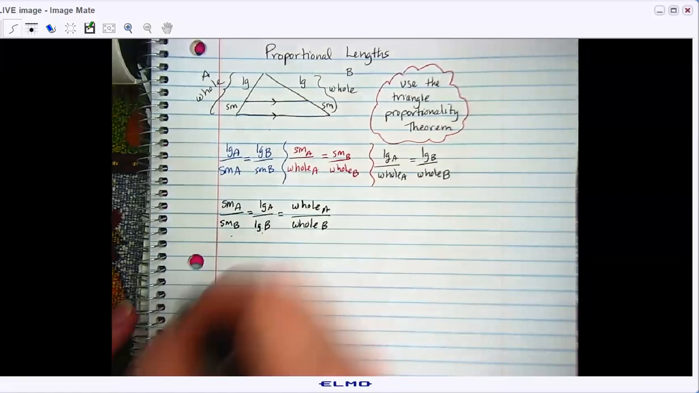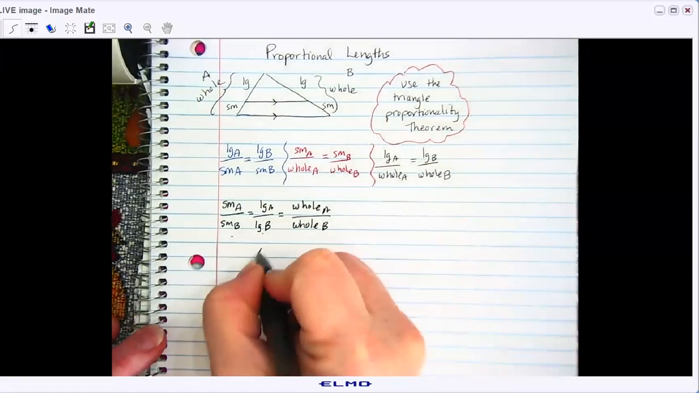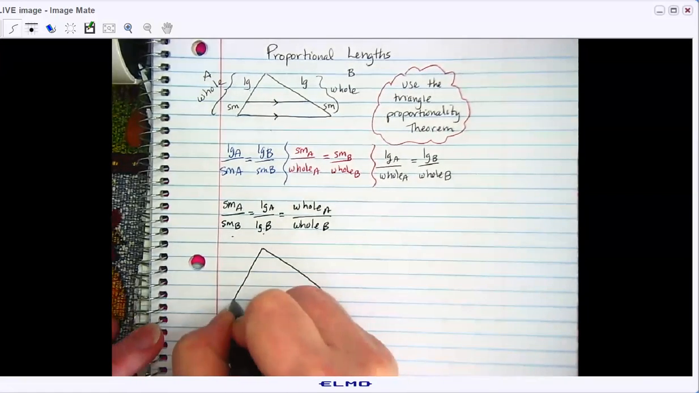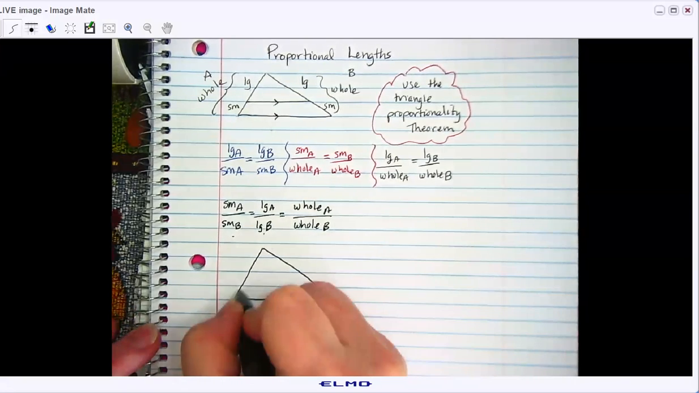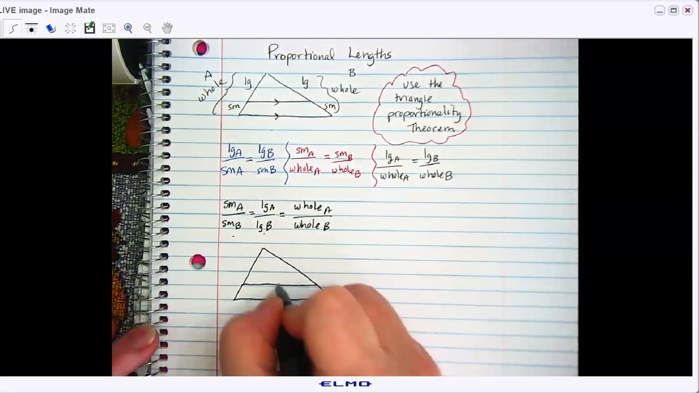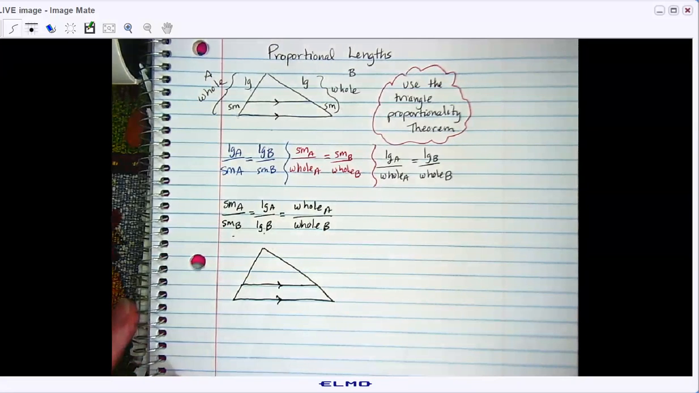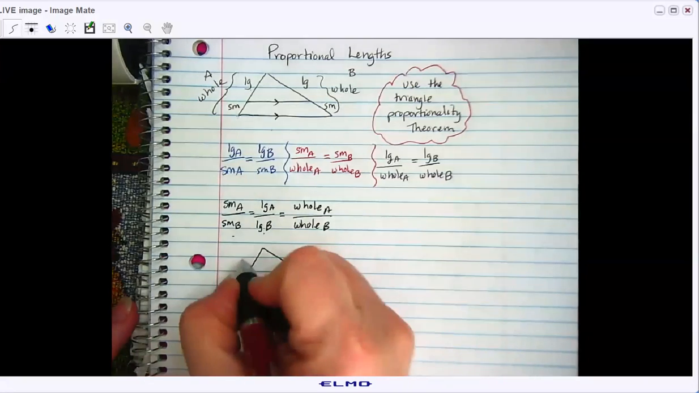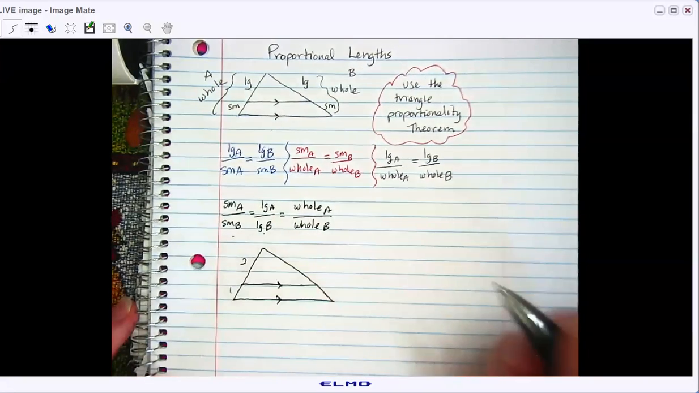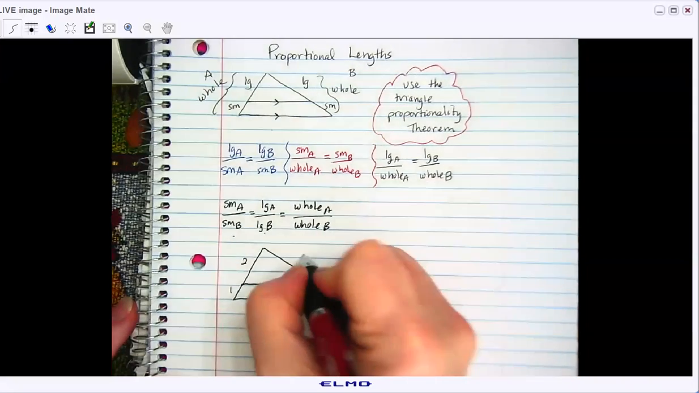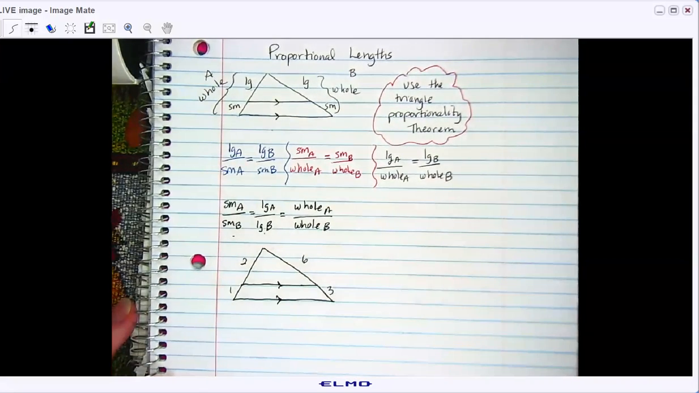So what we're going to do is I'm going to actually draw a triangle. And we're going to put some numbers with it so we can see it and see it in action. Let's do that. I'm going to call this part 2 and 1, 6 and 3.